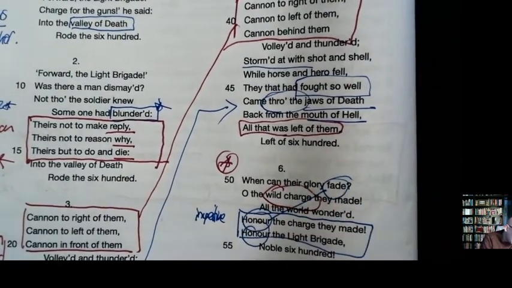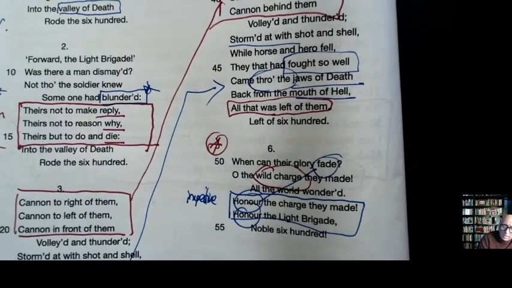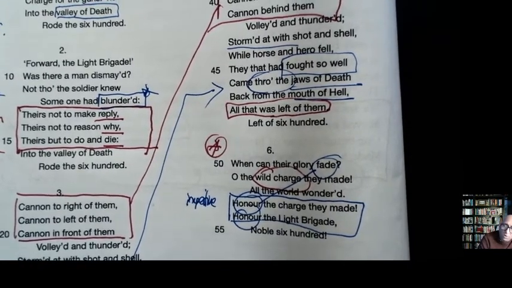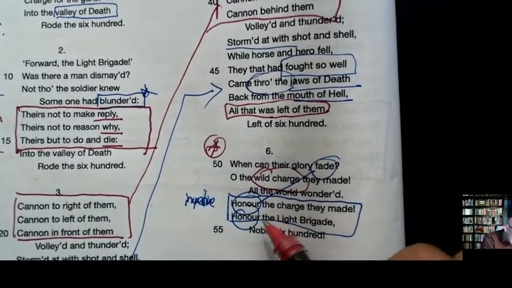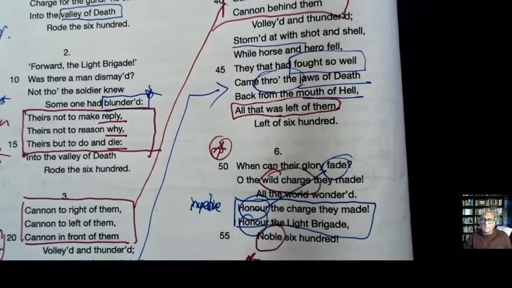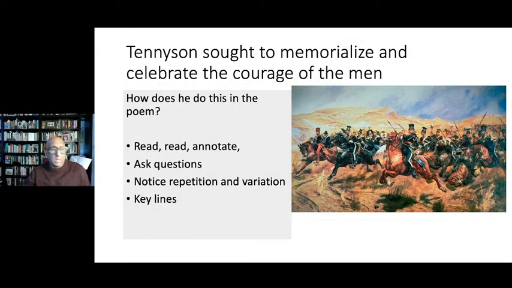This wild charge, is it going to fade from people's memory? Because all the world wondered, and he reminds the reader to honor what they've done and honor their nobility. And in a way, that's very clearly, to me anyway, what the poem's about. Making sure that you honor what they've done. But it begs the question, why wouldn't people do that anyway?